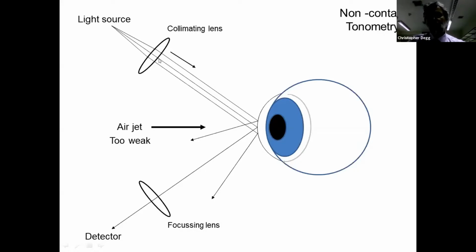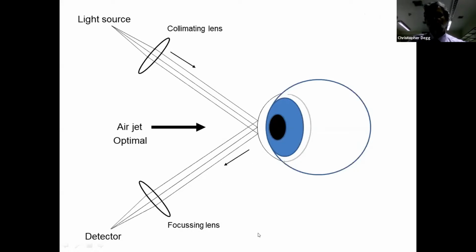So in this case, there's not enough pressure. This case is too much. That's just right. So when we get the maximum amount of light reflected in, that means the cornea is at its flattest, so we can read this air pressure and work out what the fluid pressure is to cause that reflection.